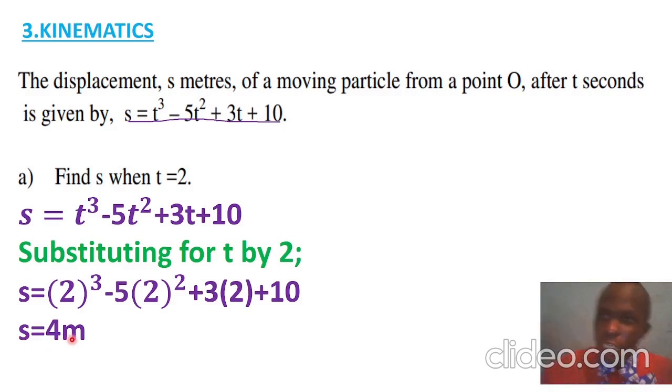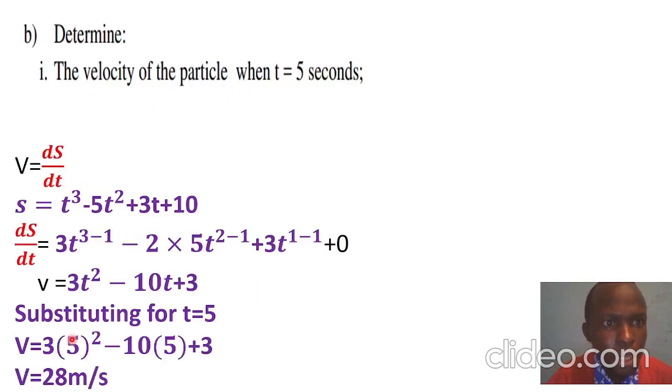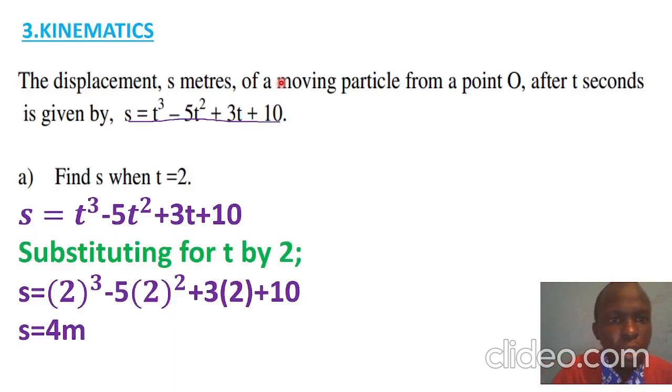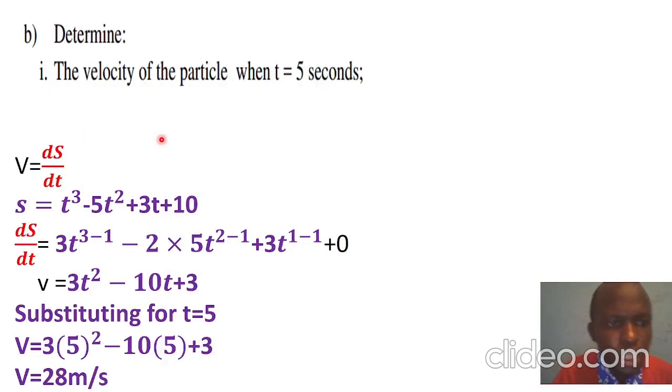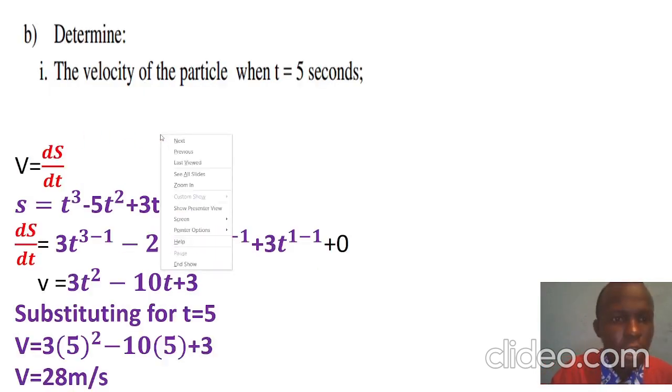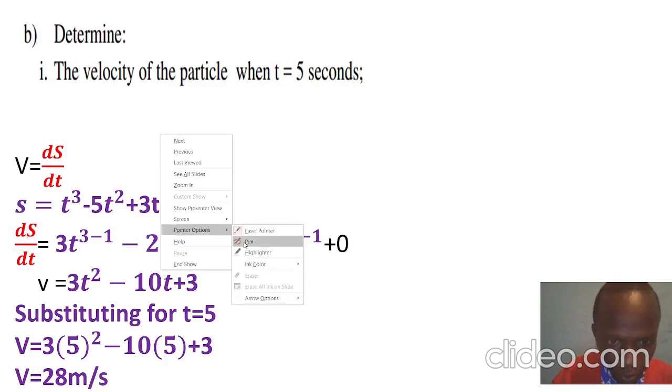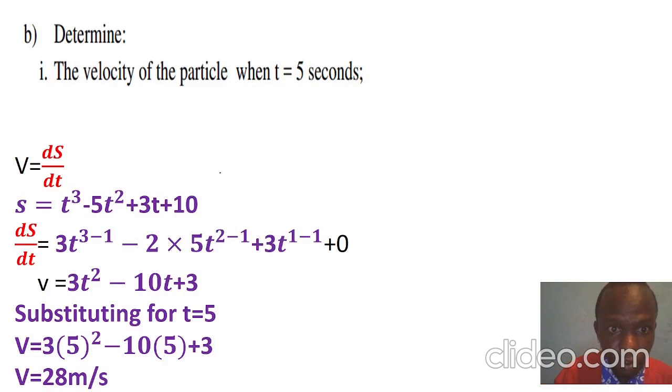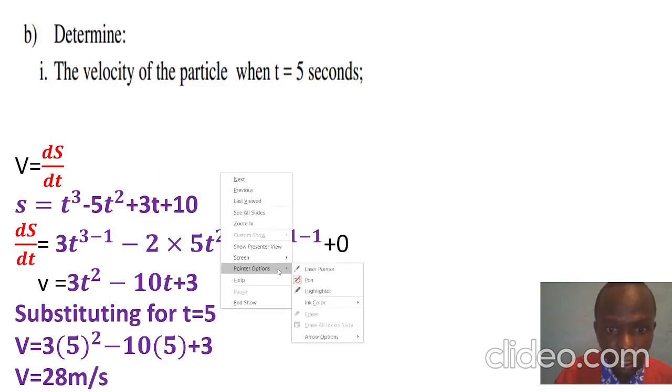Now, let us go to the next part of this particular question. That is, determine the velocity of the particle when t is equal to 5 seconds. This is our gradient. This is our function. We need to know this, and maybe I can try to highlight something here.